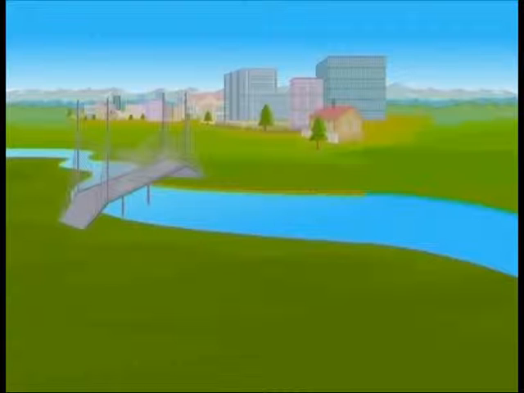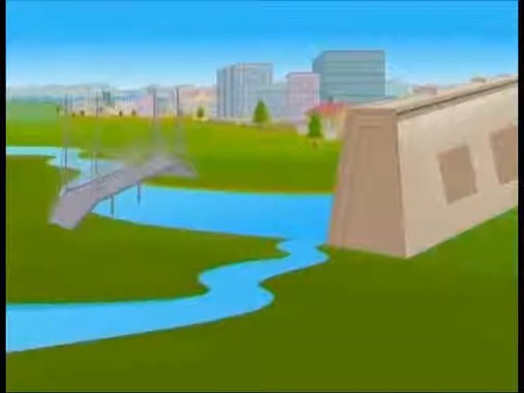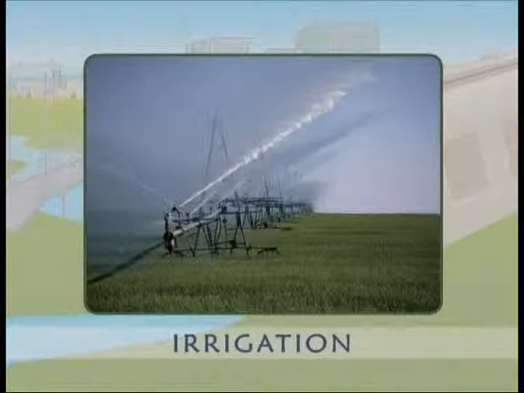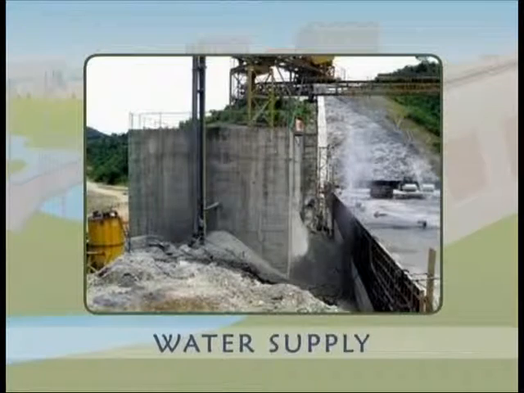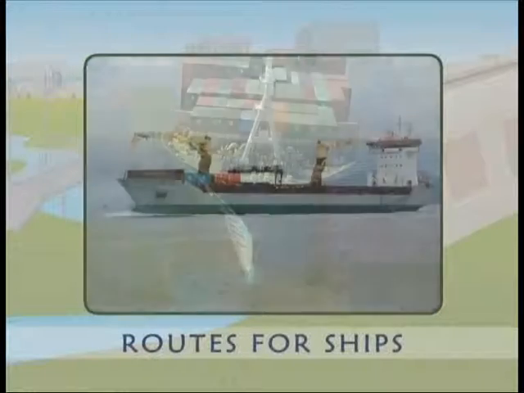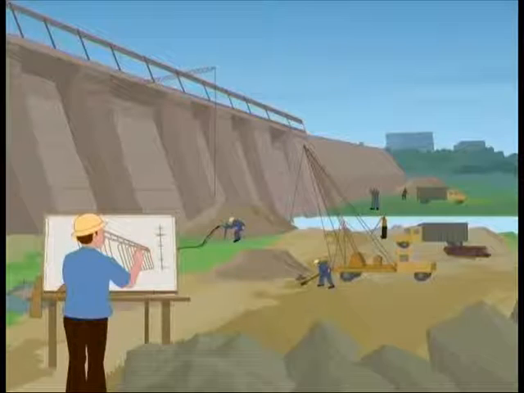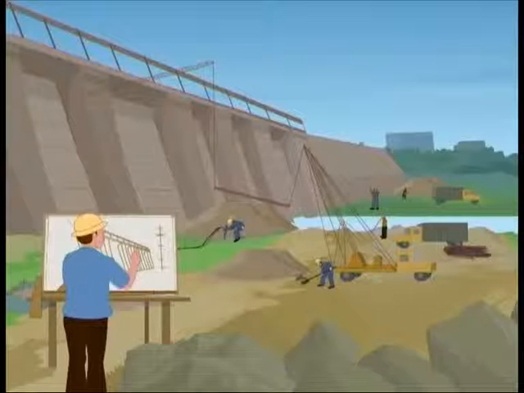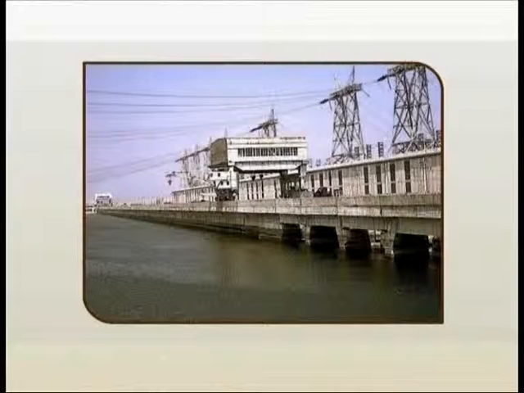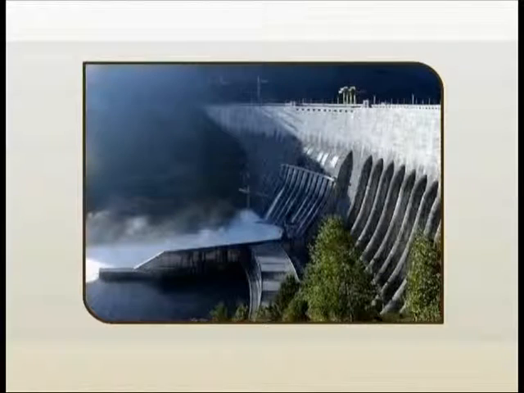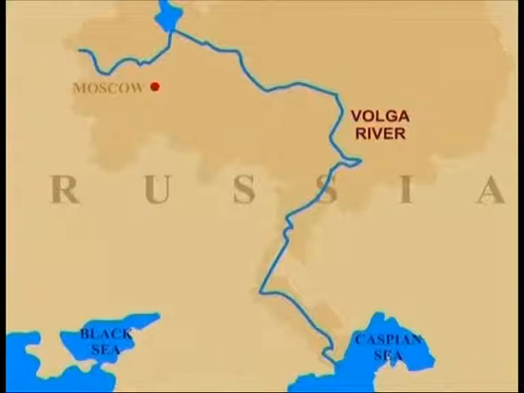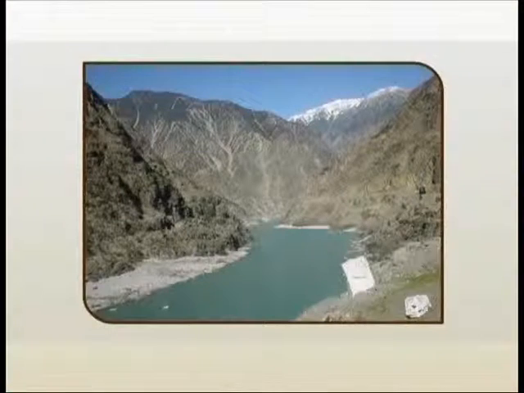Humans have also been responsible for reshaping nature by diverting and controlling rivers for various reasons like irrigation, public water supplies, using water to provide energy, and creating inland routes for ships. Building dams is one of the large river projects undertaken by humans. Large dams and reservoirs today interrupt many of the world's major river systems like the Volga in Russia and the Indus in Pakistan.